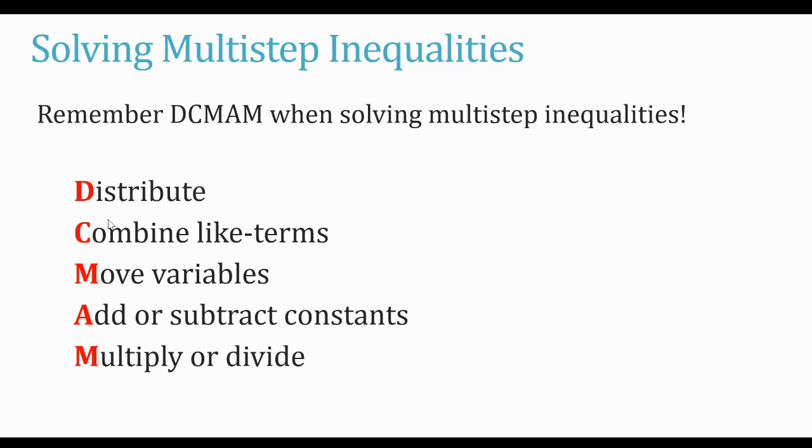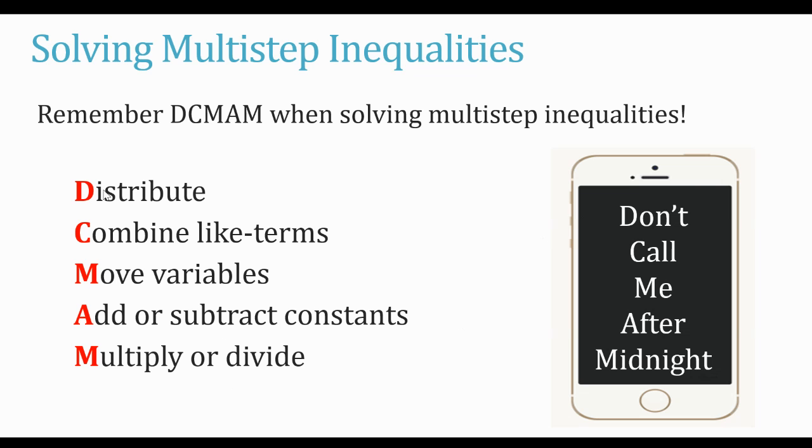We're going to distribute, combine like terms as long as they're on the same side of the equal sign. We move the variables with the smaller coefficient, that smaller number in front. You add or subtract your constants depending on what kind of inequality you have. And then your last step, multiply or divide. Most of the time, it's divide. So don't call me after midnight. You can always write this on the side of your paper, at the top of your paper. When solving these, it might help you remember which steps you need to do in what order.